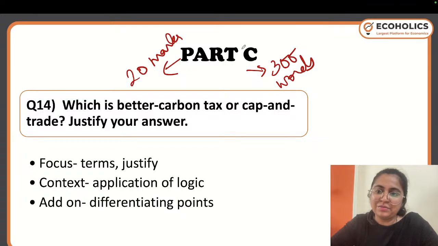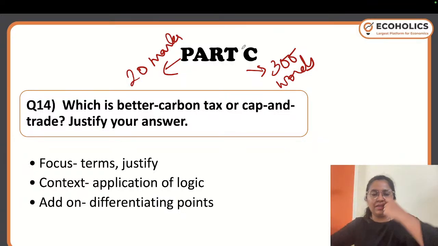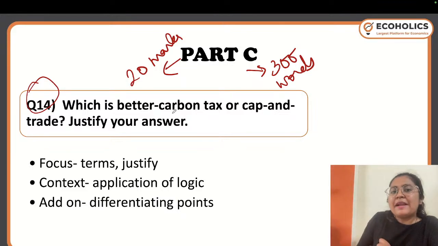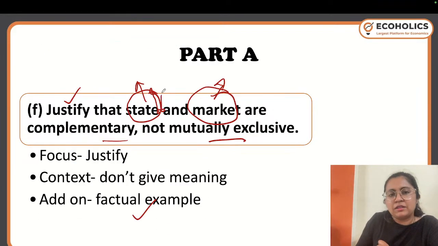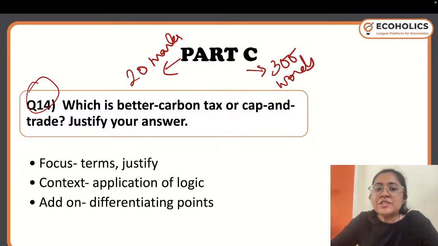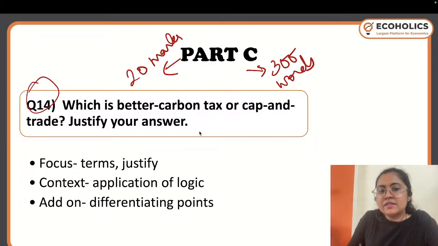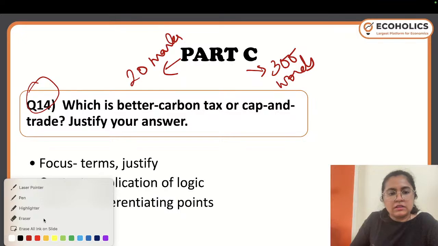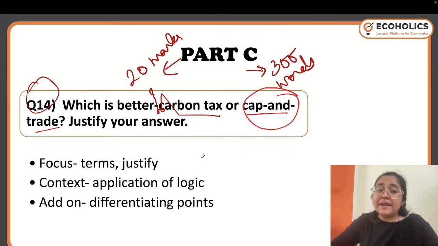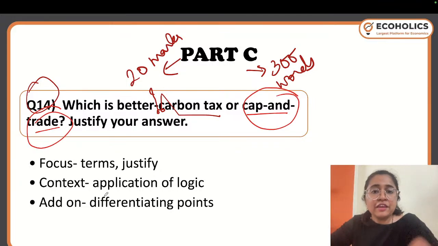Right? Okay. Question number 14 I have picked. Which is better? Carbon tax or cap and trade?